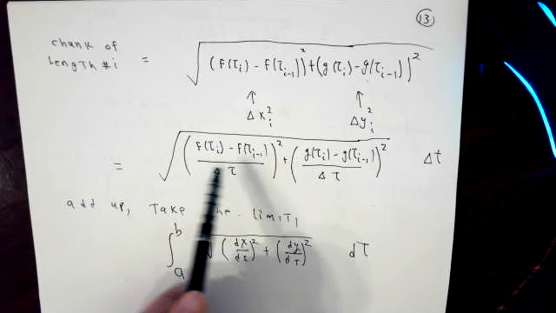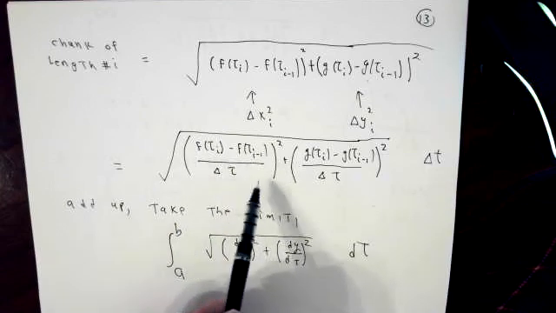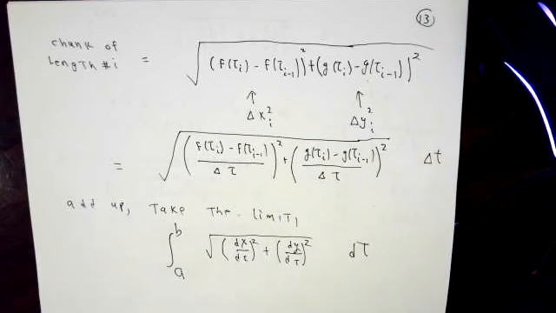This is change in x over change in t. The limit of that as delta t goes to 0 is the derivative of x with respect to t. Likewise, the limit of that is the derivative of y with respect to t. This is an almost exact analog to the formula we had back in chapter 7, except now it's not y as a function of x, or even x as a function of y. It's x as a function of t, and y as a function of t.